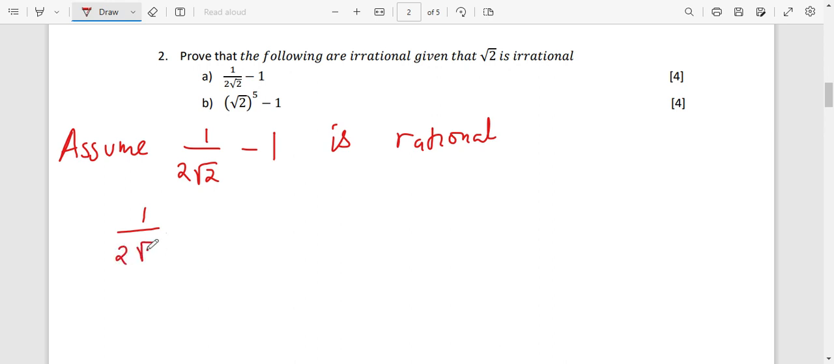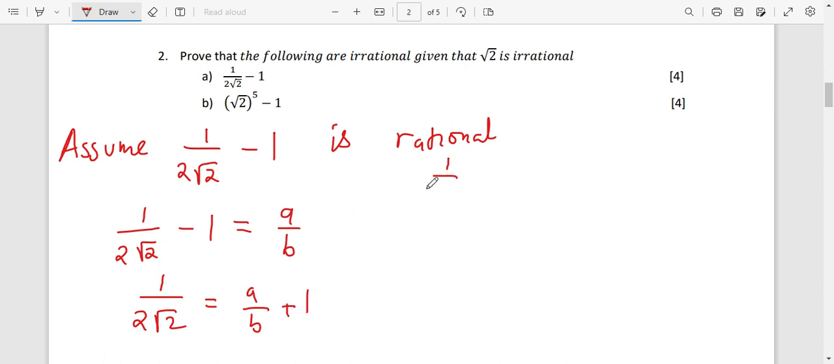A over B. Yes. So if we have assumed that it is rational, it means 1 over 2 square root of 2 minus 1 can be written in the form A over B. And you know that A and B are co-primes. In other words, no number can go into A and B without leaving a remainder except 1. Or A and B are integers in their simplest form. That's what we mean by co-primes. I'm going to take 1 to the other side, so I'm going to have 1 divided by 2 square root of 2 equal to A over B plus 1.